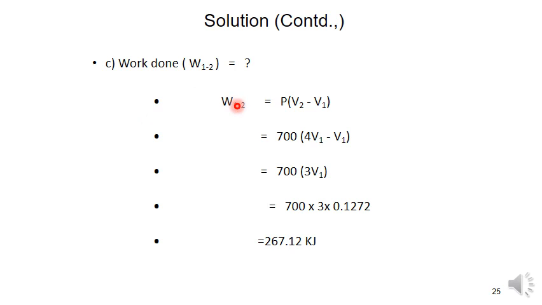We all know that work done at constant pressure process is P(V2 minus V1). So we know that P is equal to 700, and the condition they gave is V2 is equal to 4 V1 minus V1. So 700 into 3 V1, 700 into 3 into 0.1272, it is 267.12 kilojoules. So work done is 267.12.